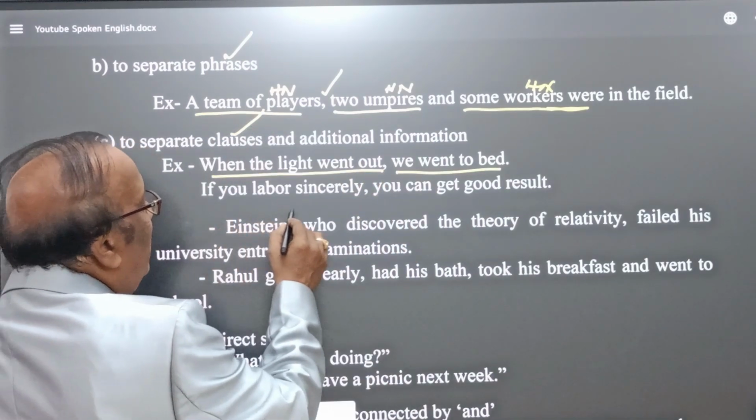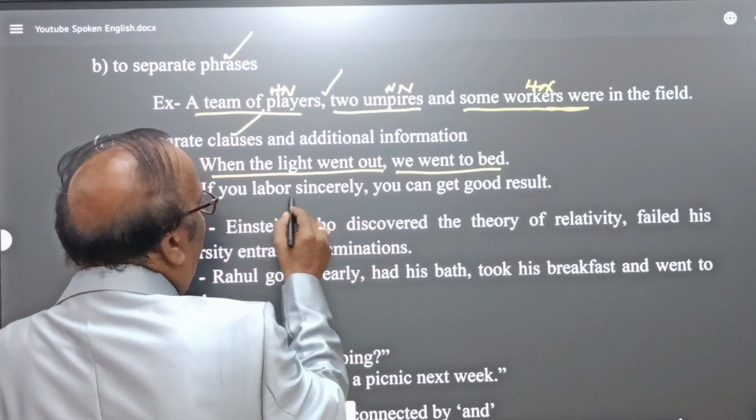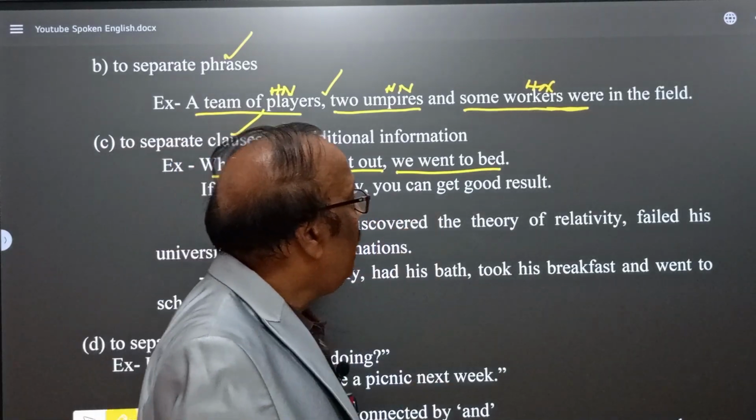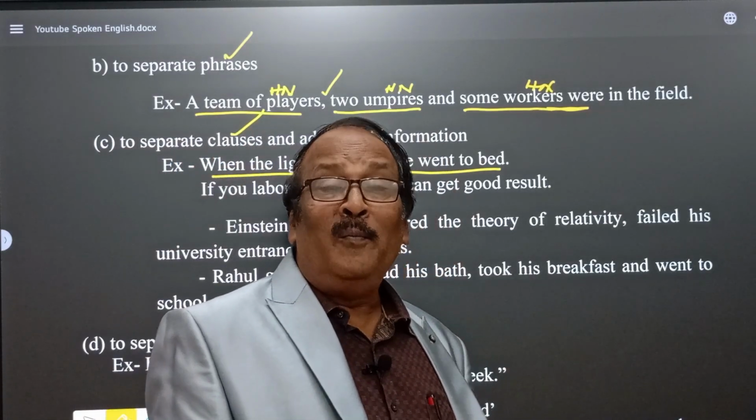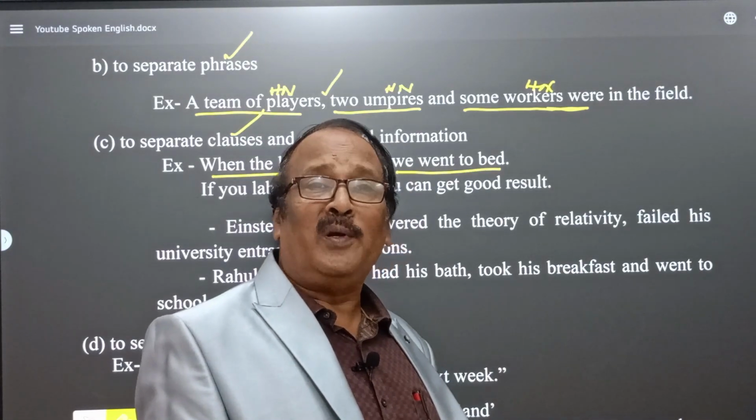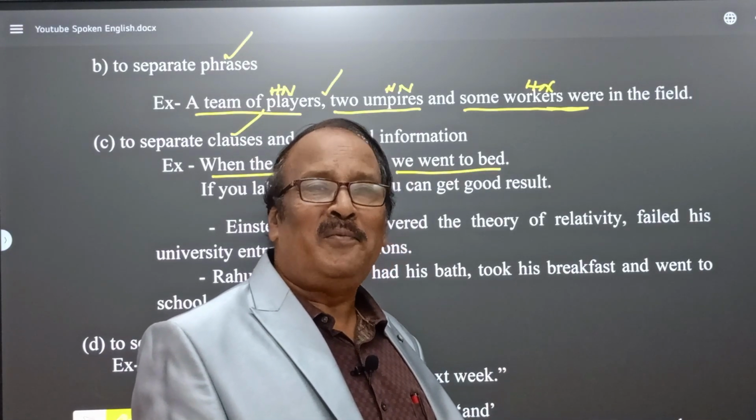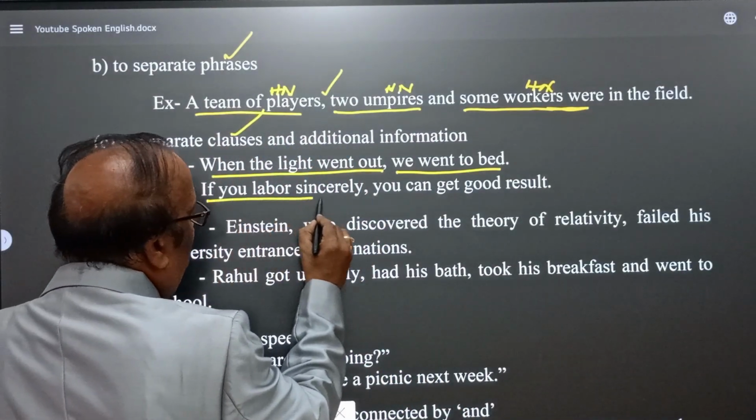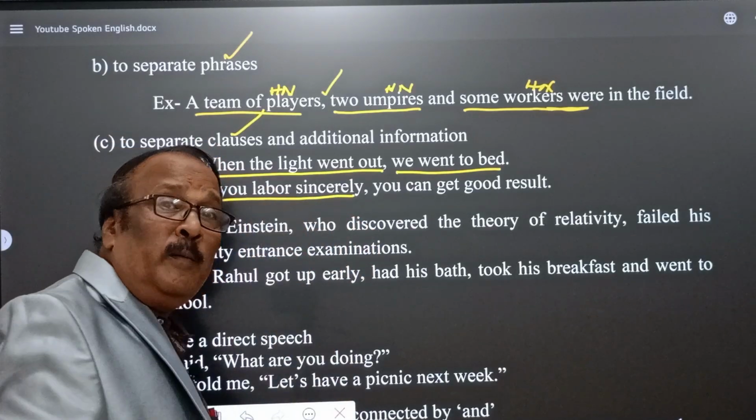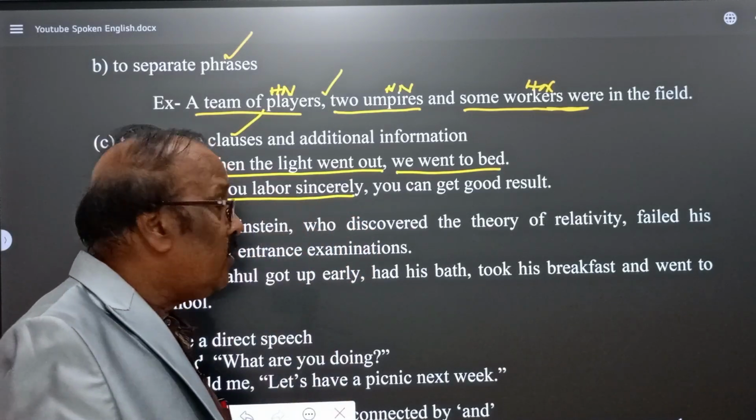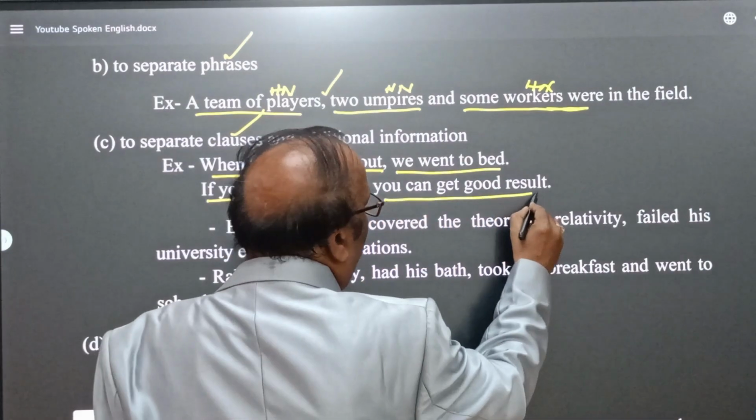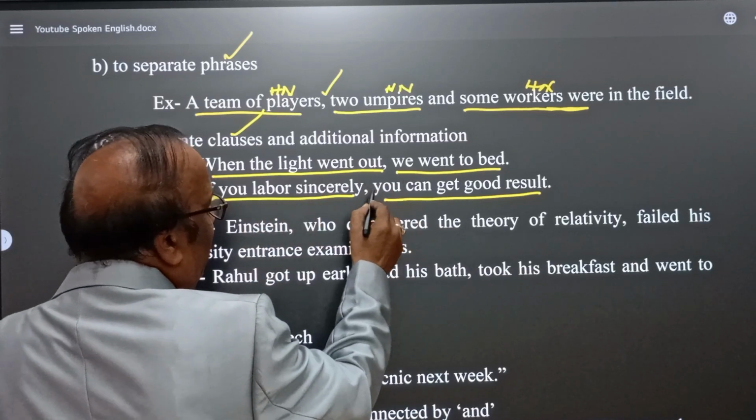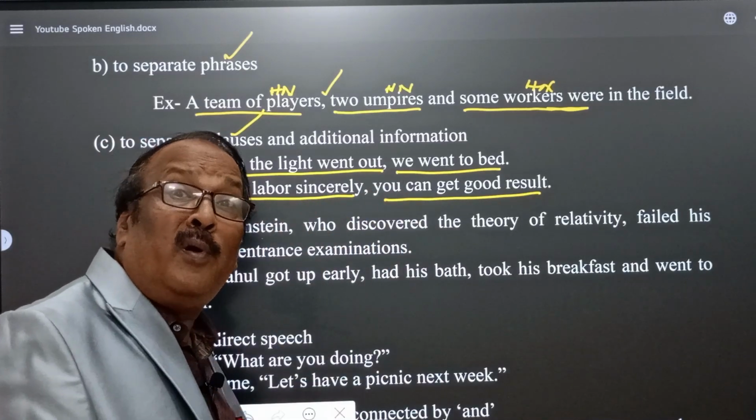If you labor sincerely, comma, you can get a good result. Naturally, because result in any action depends upon sincere labor. Therefore, this is true. If you labor sincerely is the subordinate clause, and you can get a good result is the main clause, and both clauses are separated with the help of a comma.